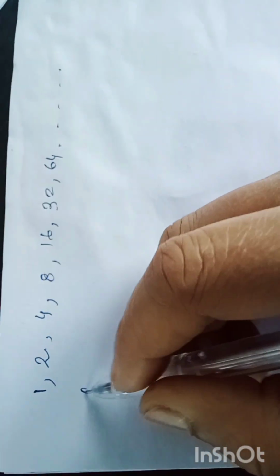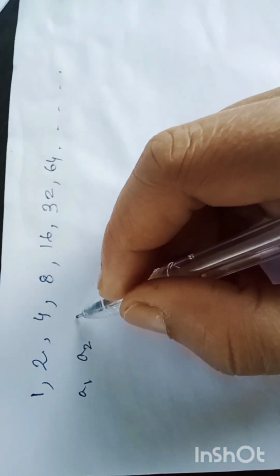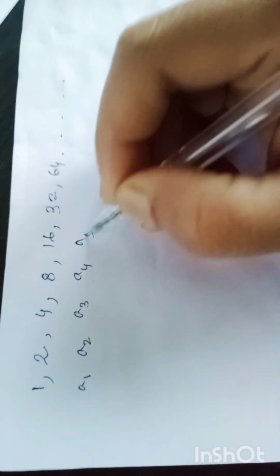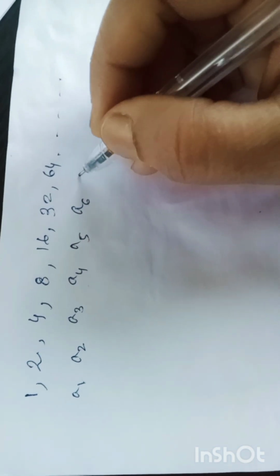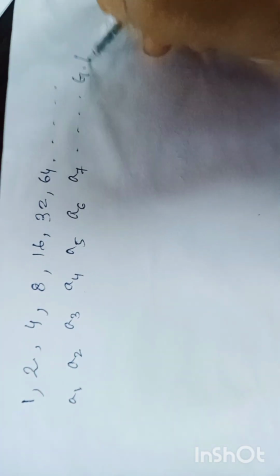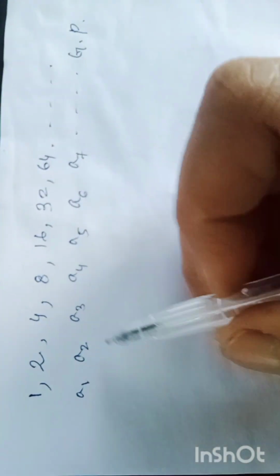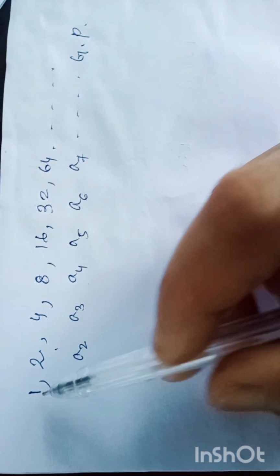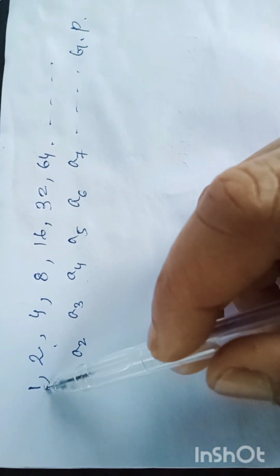So in this sequence, A1 is the first term, 2 is the second term, 4 third term, 8 fourth term, 16 is the fifth term of the sequence, 32 is the sixth term, and 64 is the seventh term of the sequence. Similarly, this forms a geometric progression. Why is it a geometric progression? Let's see. In this series, there is a common number multiplied to the previous number of this series.